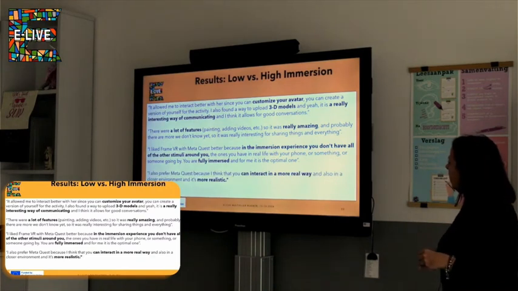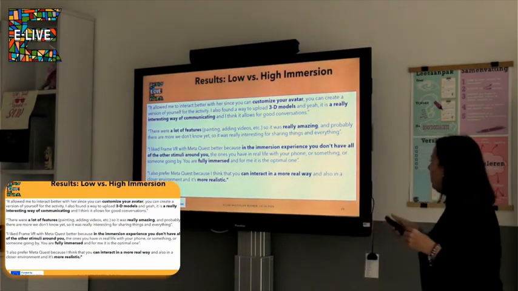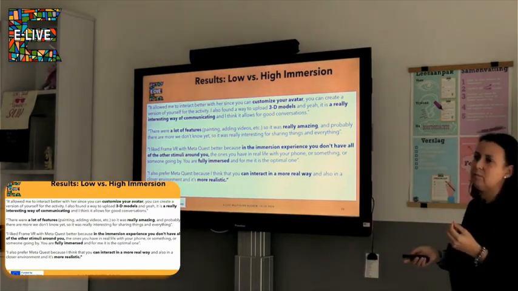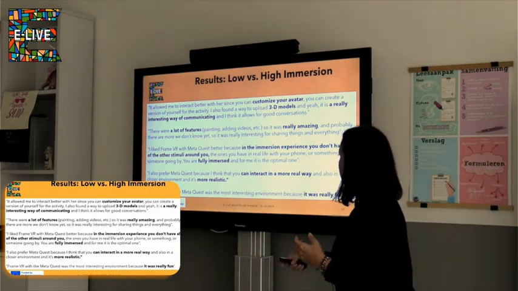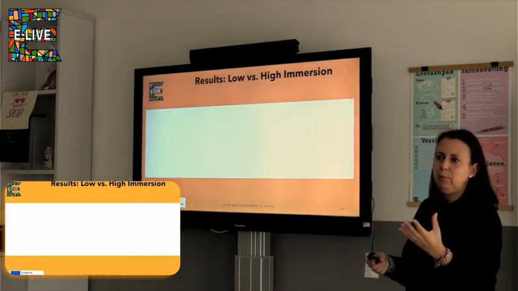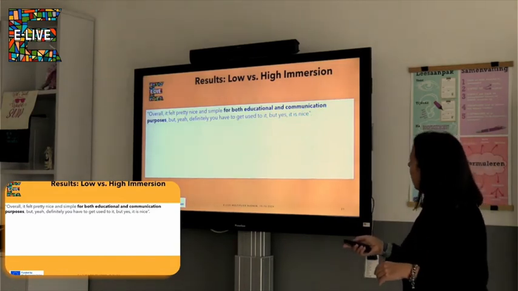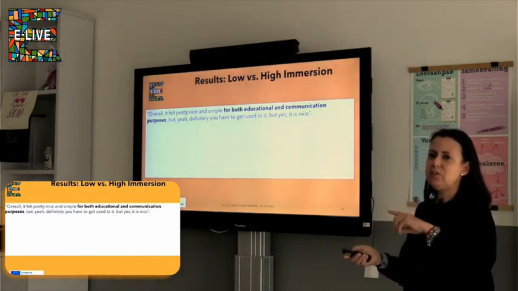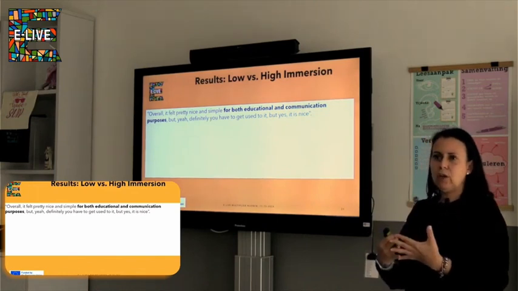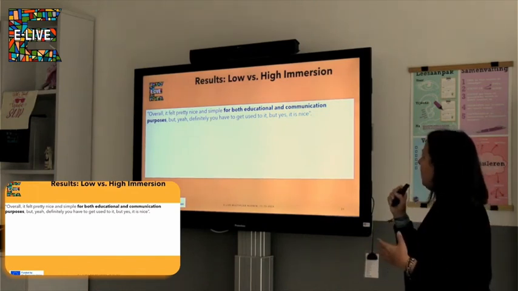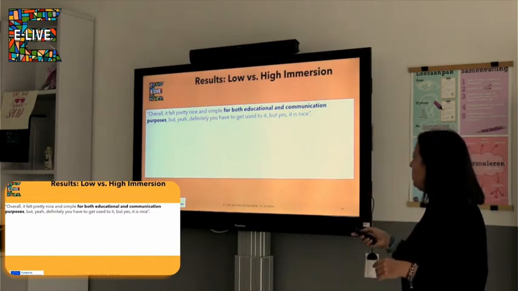Okay. They said that they preferred the MetaQuest, the goggles, the high immersion, because you can interact in a more real way, more realistic. They highlighted that. And of course, they are also young people and they like having fun. So they highlighted the fact that it was really fun. And some of them will become teachers in the future. And they also thought about the potential for educational purposes. They thought about not only communication purposes, but also educational purposes. They would use this definitely.